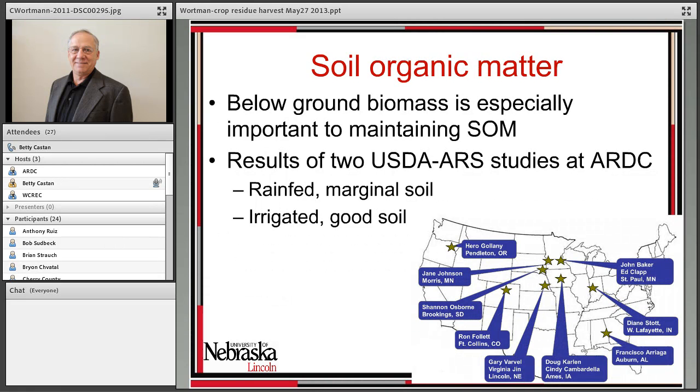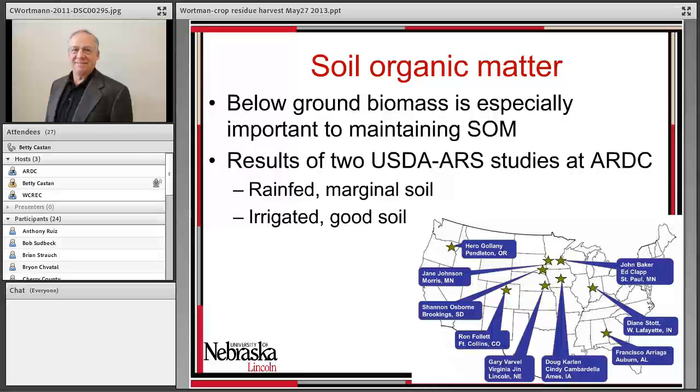And soil organic matter. It's the key to having a productive soil, the physical properties, the chemical properties, as well as the microbial properties. We do know that it's the below ground biomass, the roots, the exudates from the roots, the microbial activity that we get there, that's most important to maintaining our soil organic matter. Much less so is what we have above ground. Important, but less important.